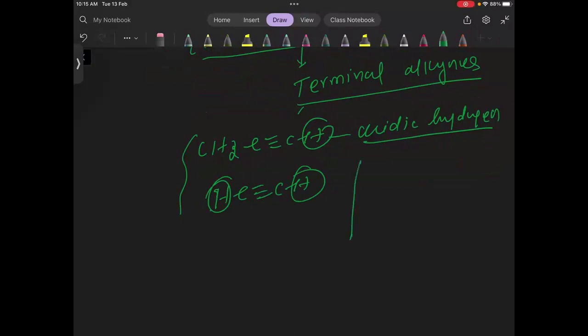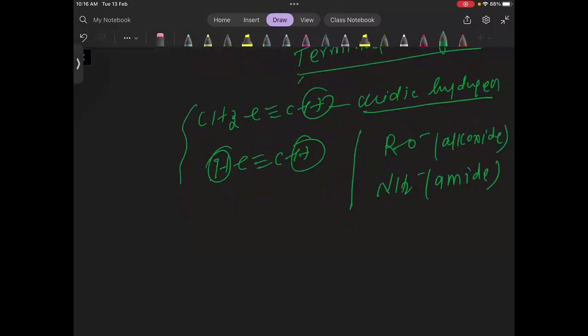What base will we use to attack the alkynes? Because, as you know, alkyne is a highly acidic substance. So RO negative, the alkoxide ion, is a stronger base, and NH2 negative, the amide, is also a stronger base. Both bases you can take to remove the hydrogen from the alkynes. So let's see an example here.